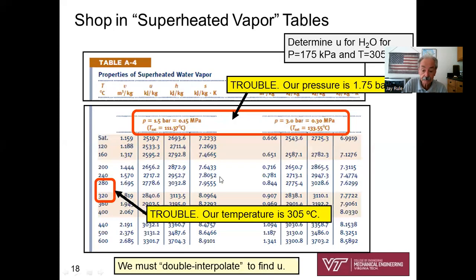Let's go to the superheated tables. So we will. And so here's the screenshot. Now we'll go shopping for pressures in our superheated table. Here's 1.5 bars. That's not us. 3 bars. That's not us. Our pressure is 1.7. We're somewhere in between here, and nothing is tabulated in between. Darn it. Now let's look at temperature. 280 is tabulated. 320 is tabulated, but 305 is not tabulated. Oh, no. 305 isn't tabulated either. So we're going to come up with something in between these two. Oh, boy, what a mess.